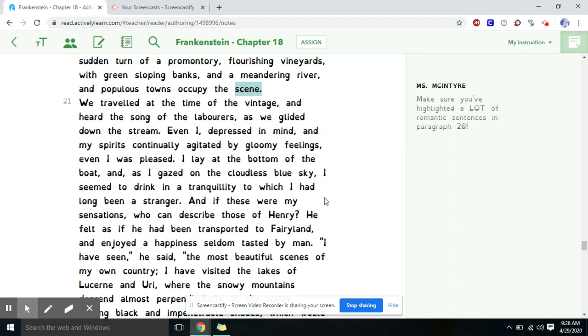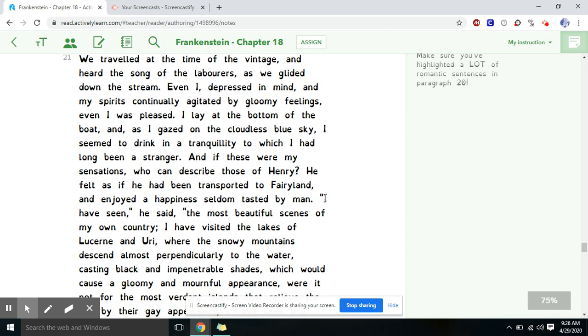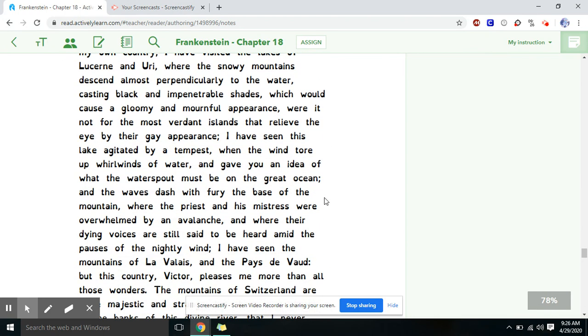I have seen, he said, the most beautiful scenes of my own country. I have visited the lakes of Lucerne and Uri, where the snowy mountains descend almost perpendicularly to the water, casting black and impenetrable shades, which would cause a gloomy and mournful appearance, were it not for the most verdant islands that relieve the eye by their gay appearance.